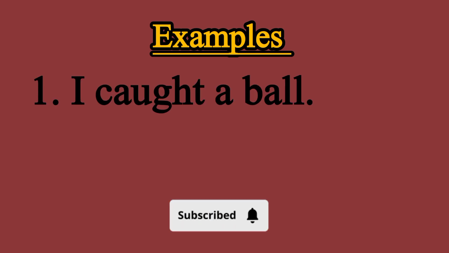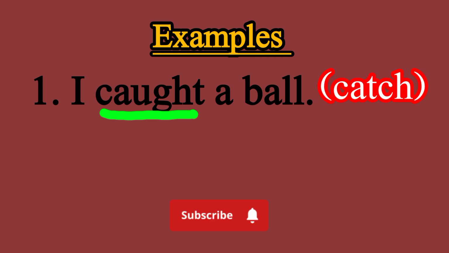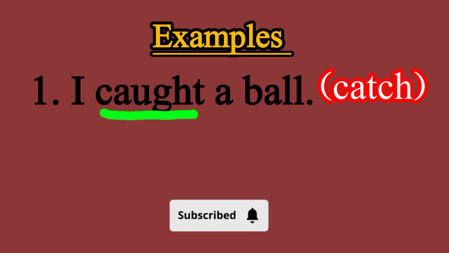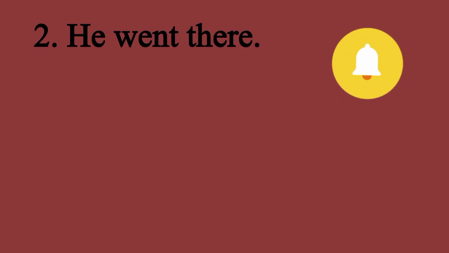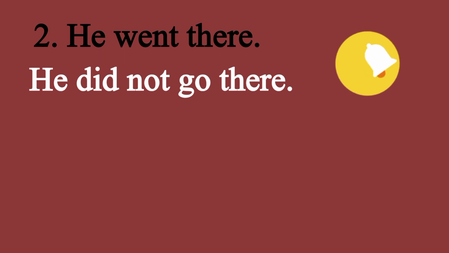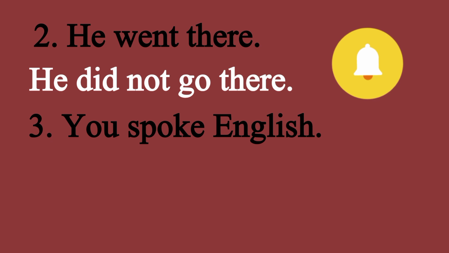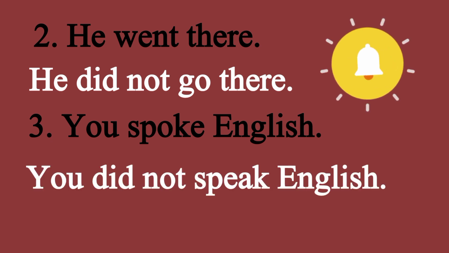Number 1, I caught a ball. In this caught is the second form of catch. So now we change into negative. I did not catch a ball. So while we use did we have to put the first form. Number 2, he went there. He did not go there. Go is the first form of went. You spoke English. You did not speak English. Speak is the first form of spoke.